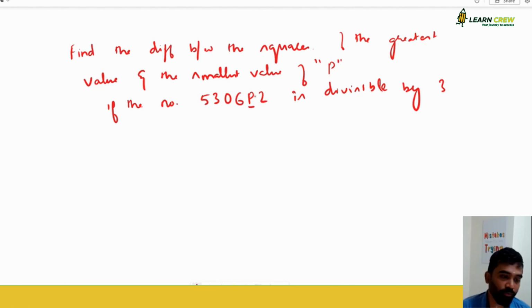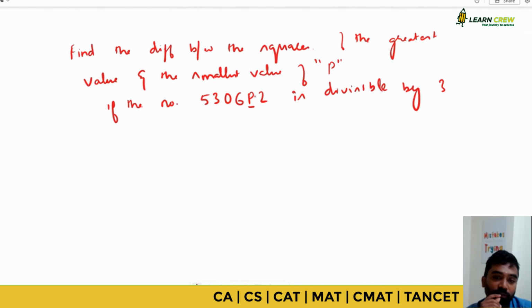Fine. Okay. What is the rule for divisibility by 3? Sum of the digits should be a multiple of 3. What is the sum here? 5 plus 3, 8. 8 plus 6, 14. 14 plus 2, 16.